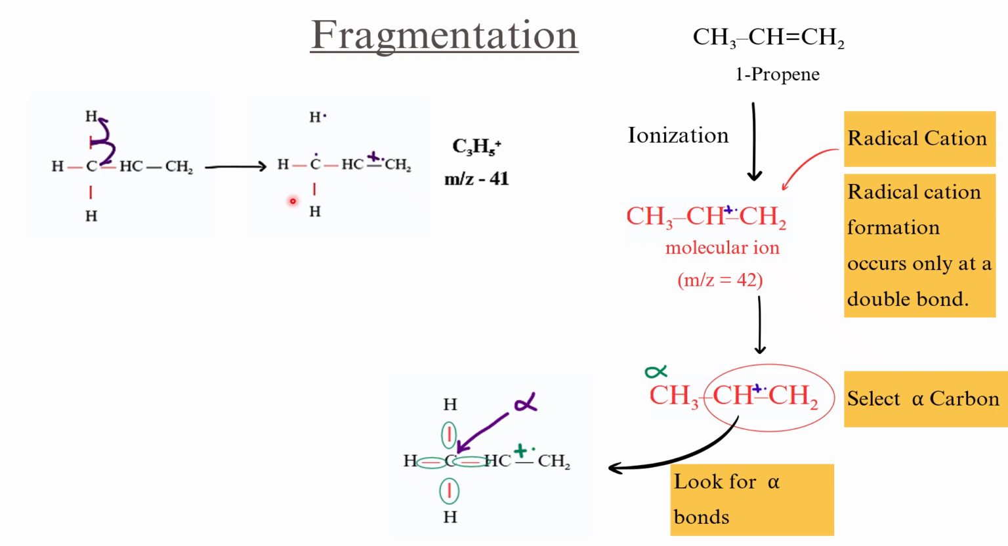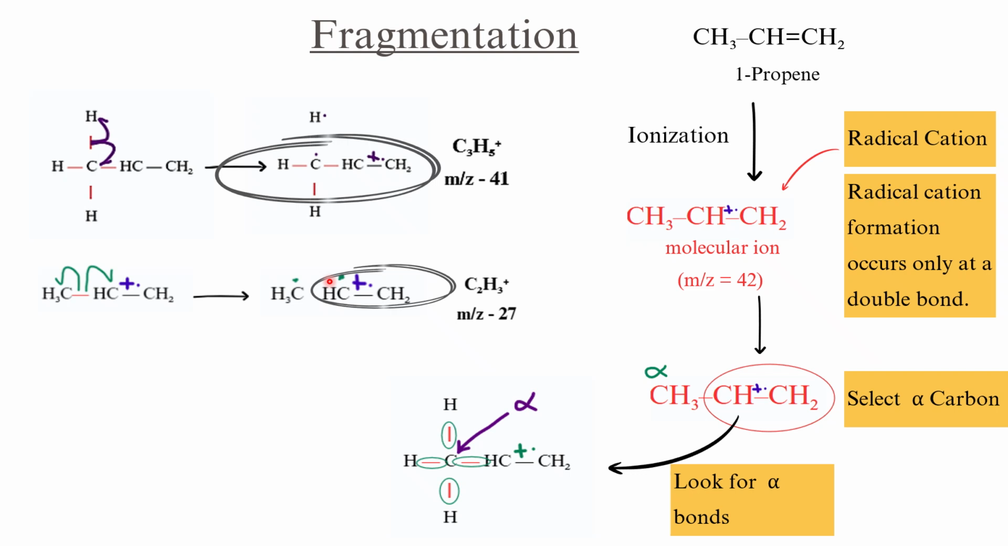As you can see, if I break the hydrogen alpha bond, it is going to break this way, and I'm going to get a hydrogen free radical and a carbon radical cation. This is how I'm going to end up with my radical cation. Similarly, after carrying out the fission of the carbon-carbon alpha bond, this is how I'm going to end up with my radical cation and a radical. So here I have these two radical cations and these two radicals. Only the radical cations, the charged species, will be detected in the mass spectrometry.